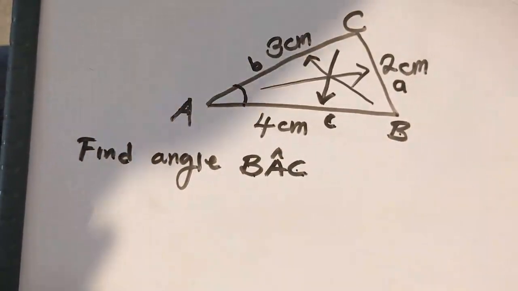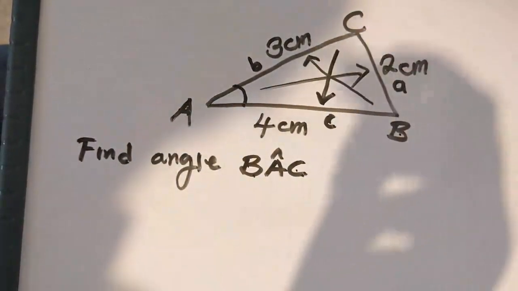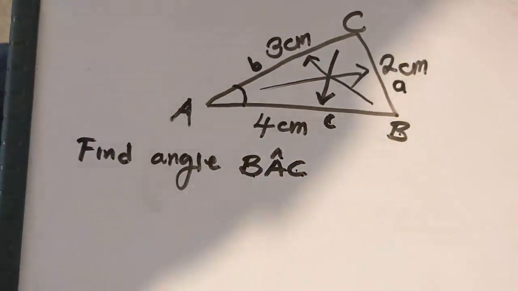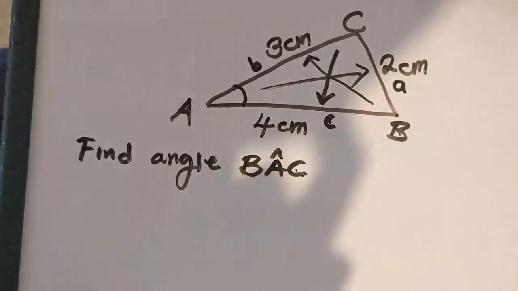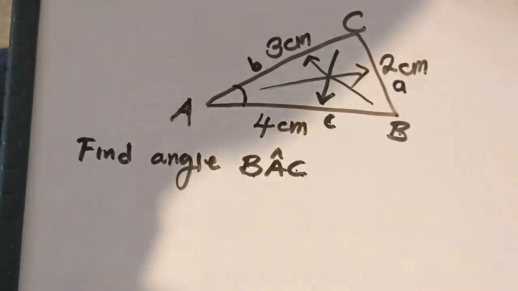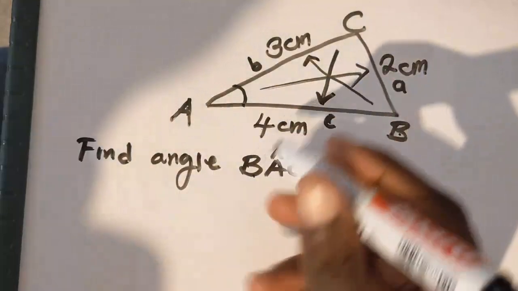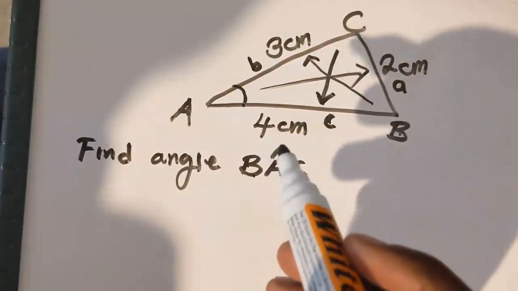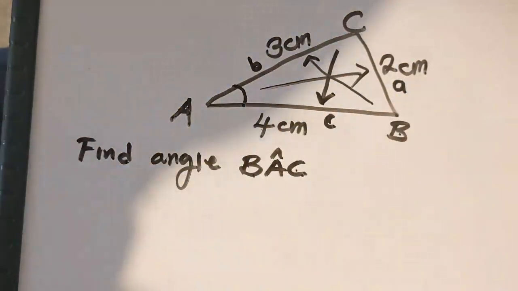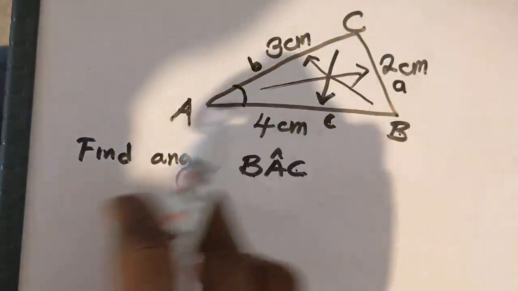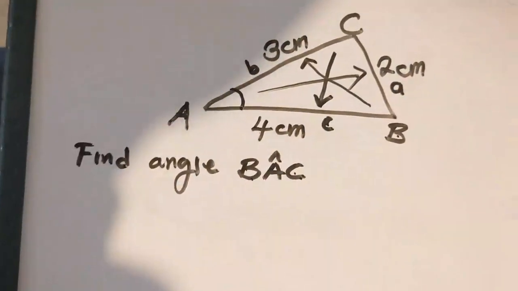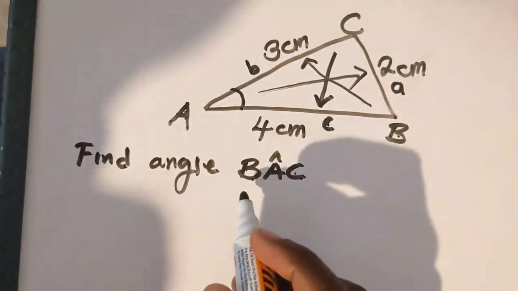Now what formula can you use when you are given three sides to find an angle? The formula that you need to use is the cosine rule formula. How can you derive it? You need to make the angle the subject of the formula, but I want to teach you the shortcut of how you can derive that formula. So this is what we are going to do.